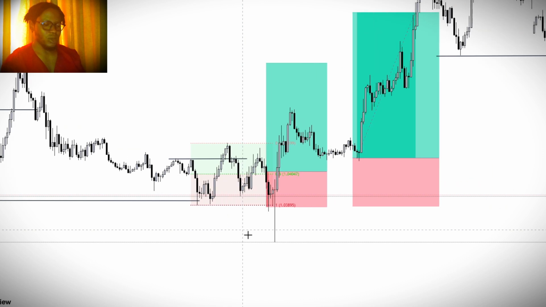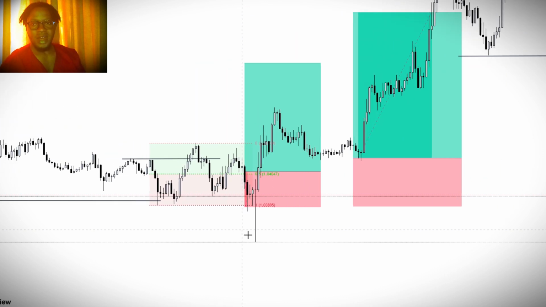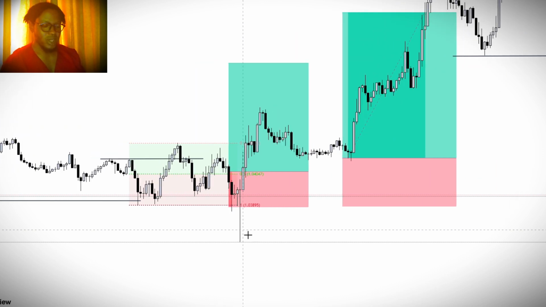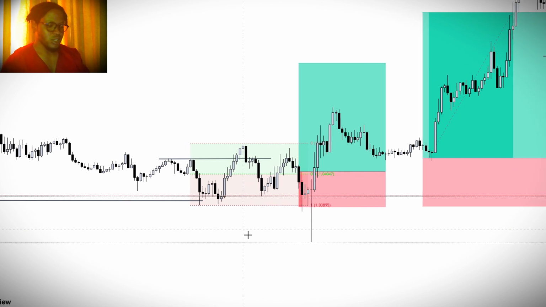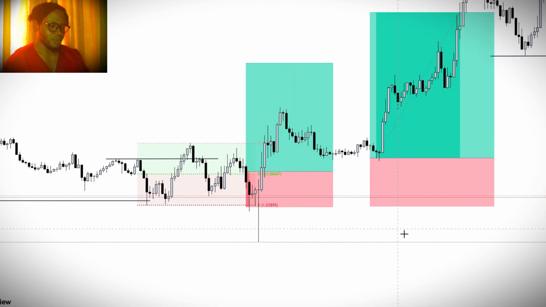The market is random. You can have manipulation anytime, at any day, or any minute, or any point in time you are trading. So it's a normal thing.